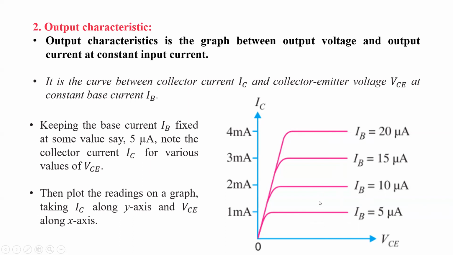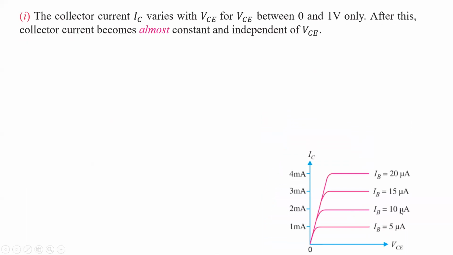Using that, we can conclude what will be the expected value of the output resistance of this transistor when it is connected in CE mode. Let us see that. So this is the nature of the output characteristics, and we have observed that the collector current IC varies with VCE up to 1 volt.